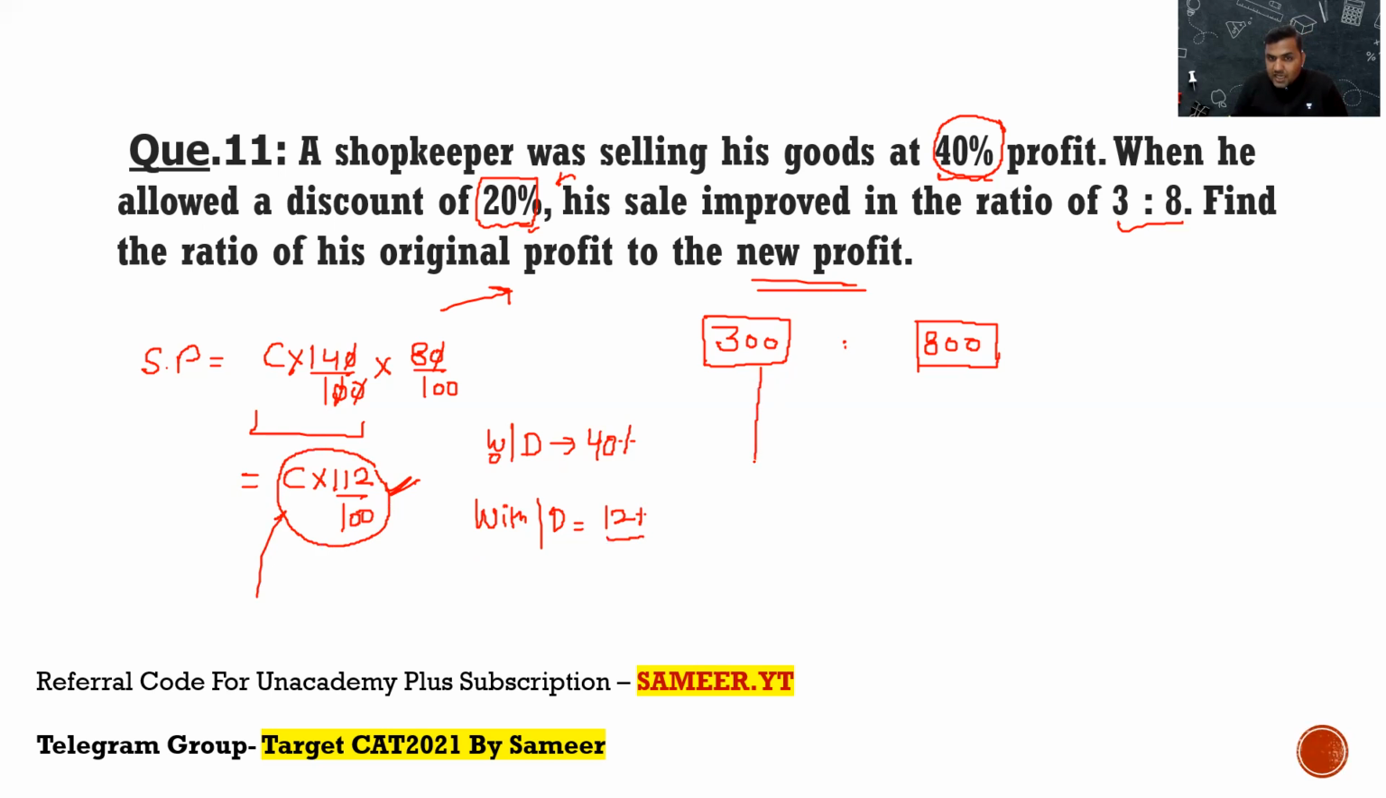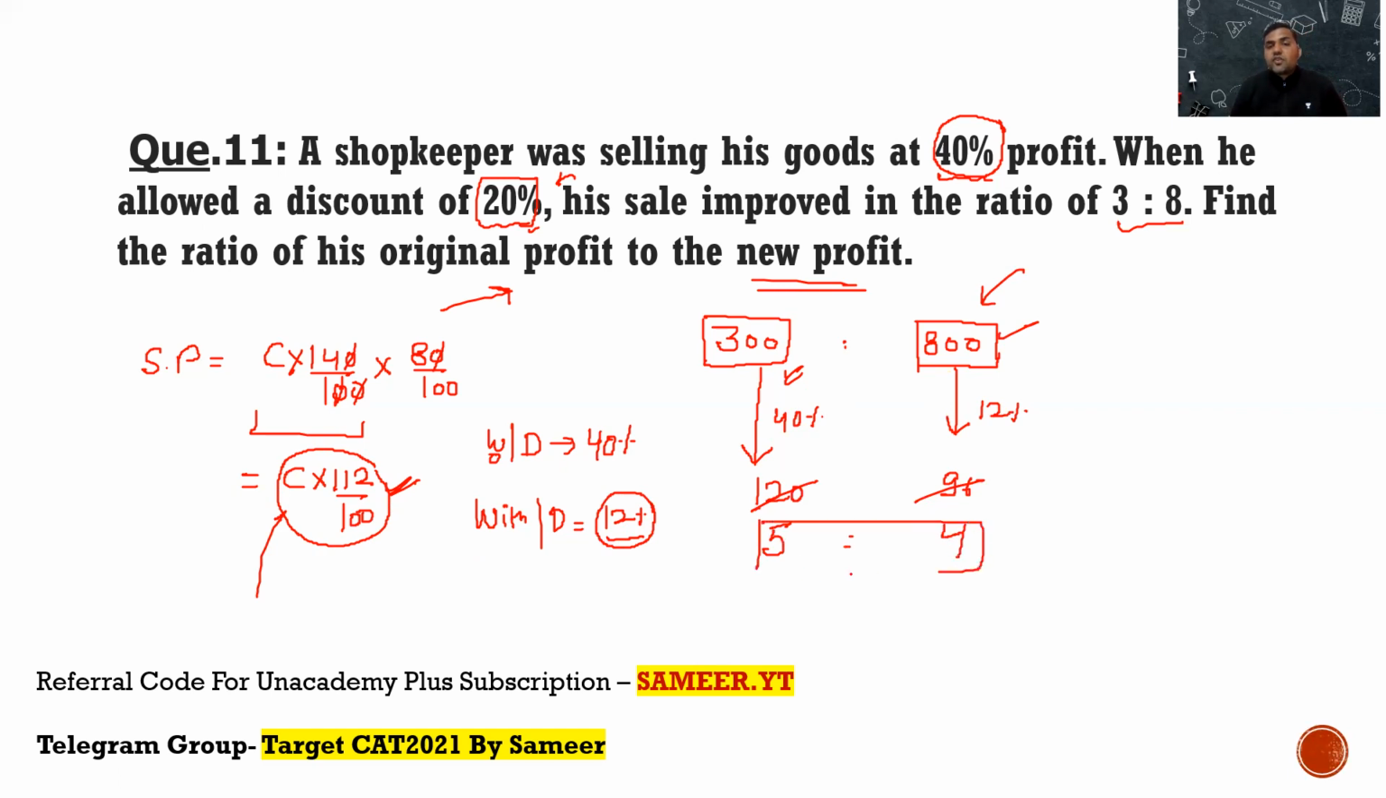So that means when I was selling the goods worth 300 rupees, my profit was 40%. So 40% of 300 is 120. And when I started giving a discount, I'm selling the goods worth 800 rupees, but my profit is only 12%. 12% of 800 is 96. So what is the ratio between these two? 24 into 5 is 120, 24 into 4 is 96. So 5:4 is the answer to the question. The ratio of his original profit to the new profit will be 5:4.